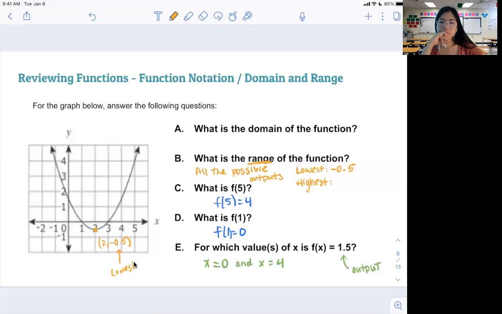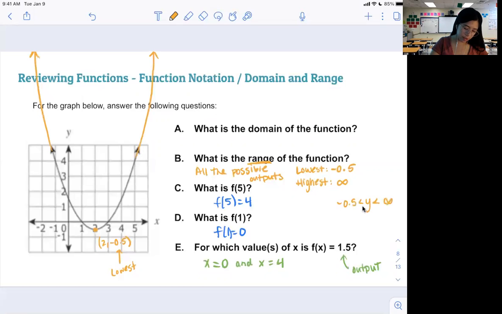Good, Ajira, infinity. Guess what? This graph goes up, up, up, up, up. Does it stop here? Nope, it keeps going up forever. Same thing on this side. It's going up and it's never going to stop. So the highest would be infinity. And now I can write my inequality. So the range would be negative 0.5 is less than y is less than infinity. You always go from the lowest to the highest.